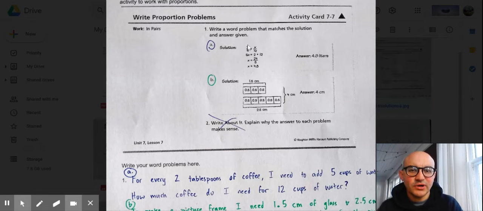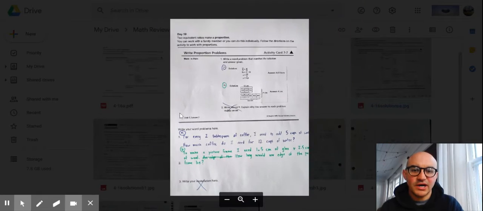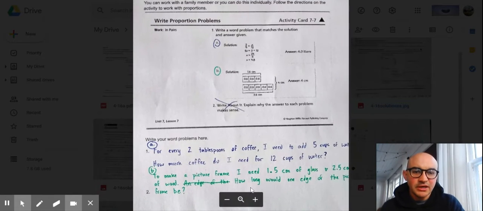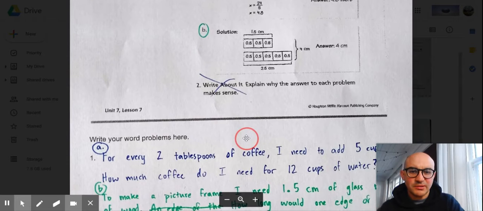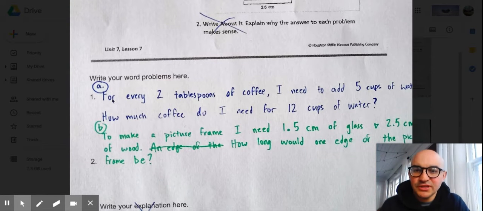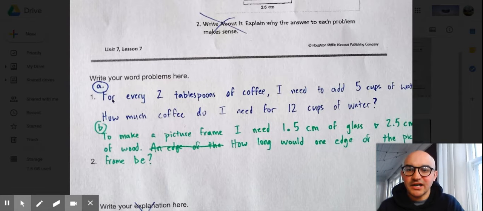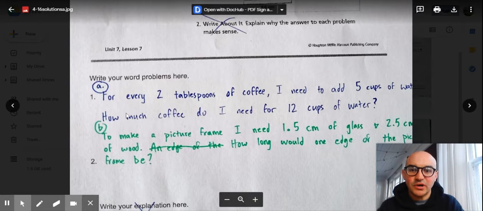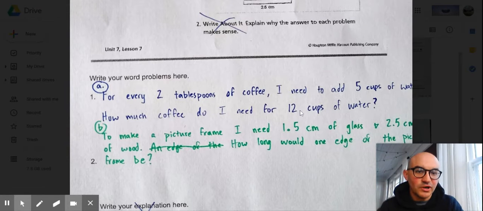And so what does this mean? Well, the way I look at this 2/5 fraction up here, I think of this as a ratio: 2 parts to 5 parts, and then x parts to 12 parts. Okay, so here was my word problem. Of course, everyone's word problem is going to be different because we're all different kinds of thinkers. I happened to be doing this while I was drinking coffee, so I made mine out of coffee. For every 2 tablespoons of coffee, I need to add 5 cups of water. How much coffee do I need for 12 cups of water?